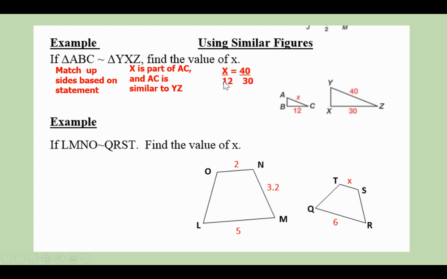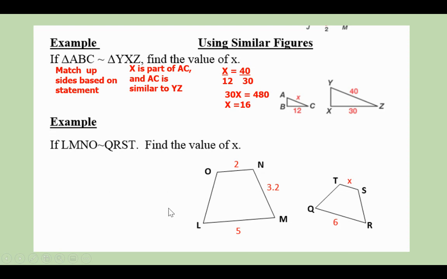What does 12 partner up with? Here is BC, and in our statement, BC partners up with XZ. Down here, XZ is 30, so they partner them up. Now, how do we go about solving this? We're going to cross multiply. 30 times x is equal to 30x, and 40 times 12 is equal to 480. Then we would divide both sides by 30. Again, cross multiply and then divide to get our variable. In the directions, they just want the value of x.